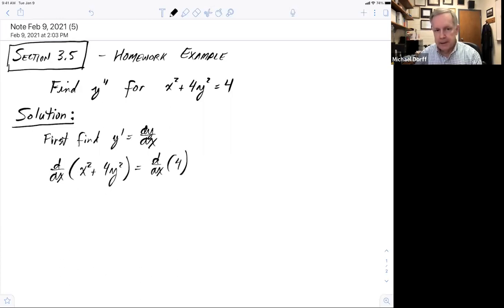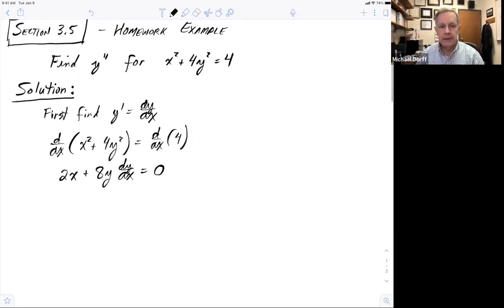On the left-hand side, then, we're doing d/dx of x squared, which would be 2x. And then we'd have a dx/dx, which we can leave off. And then we have 8y, and because our variable there is y, we have a dy/dx. On the right-hand side, we have d/dx of 4, which is a constant, so that equals 0.